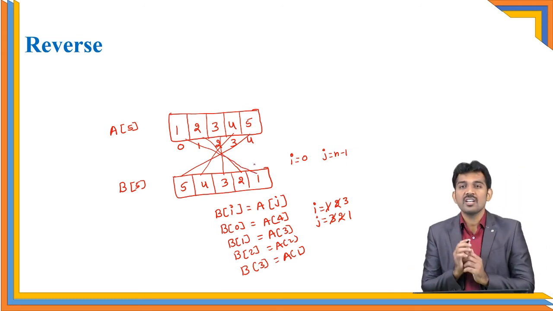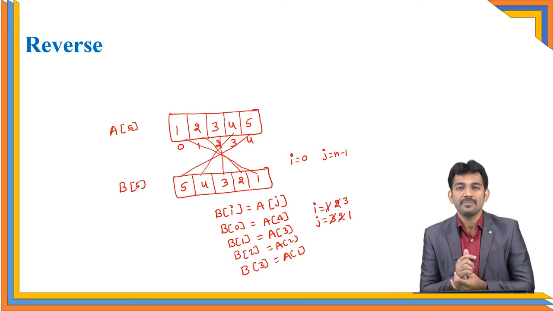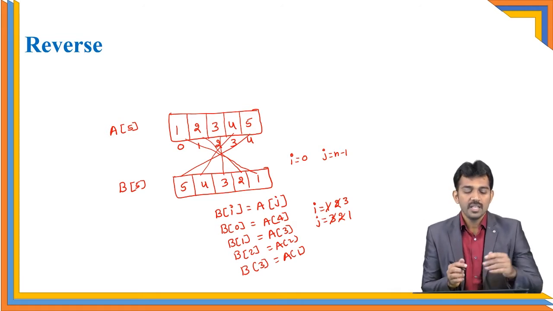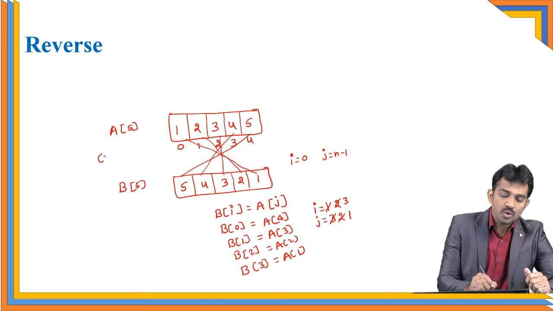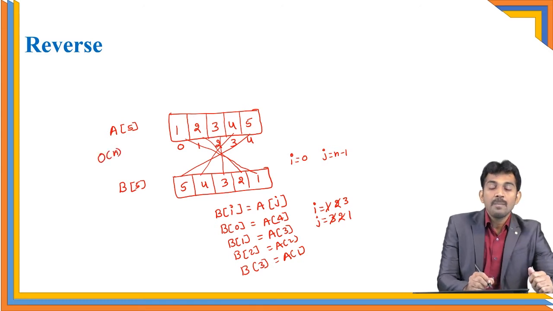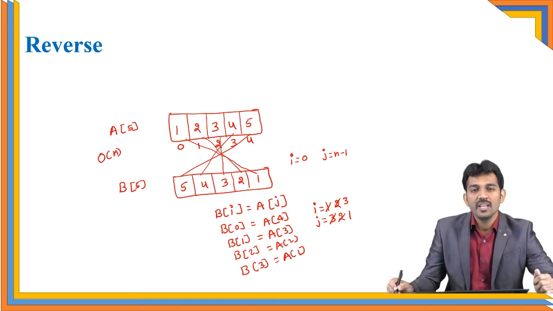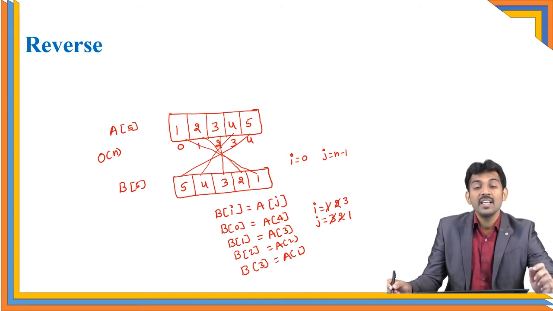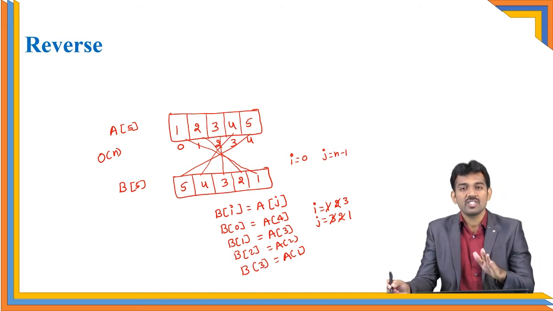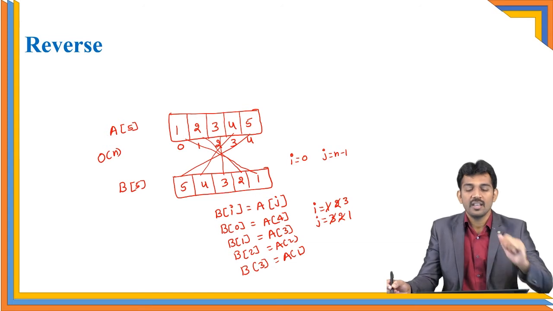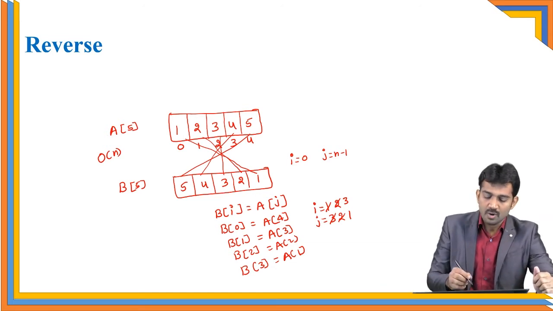This is using an extra array. If you use an extra array, the space complexity goes to big O of n extra. But sometimes in interviews they may ask you to reverse an array without using an extra array. So how do we solve this problem?